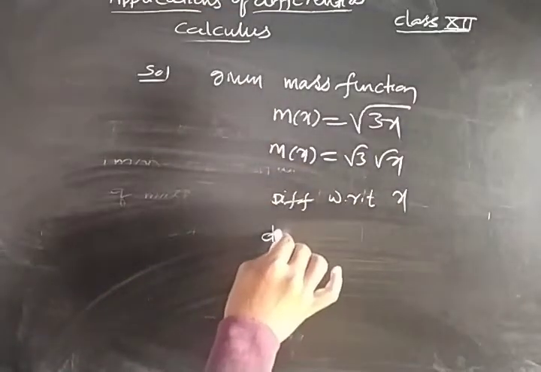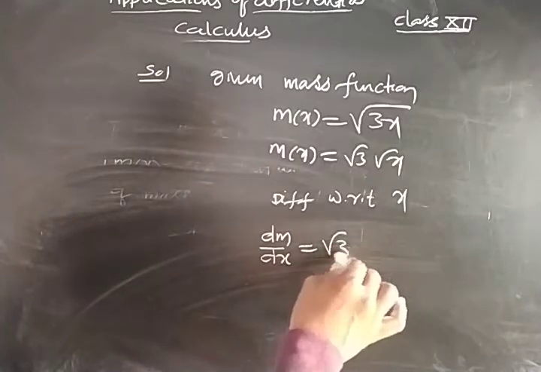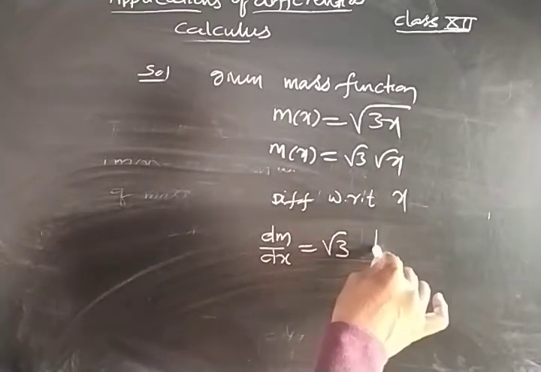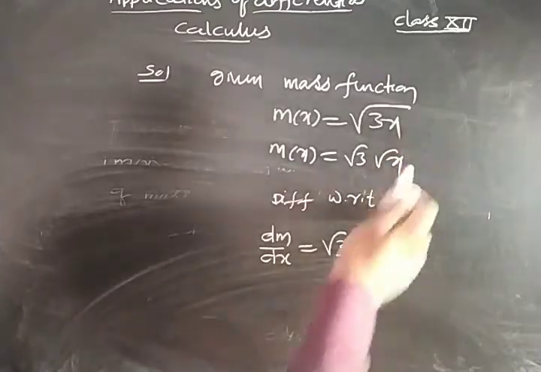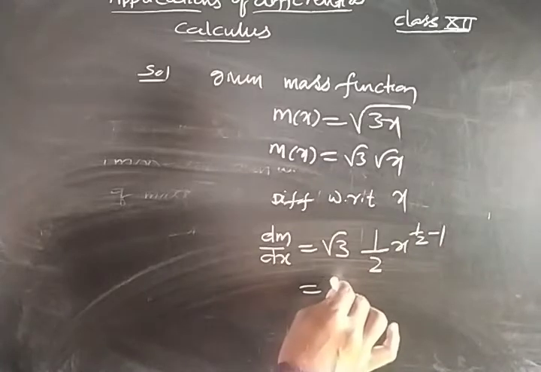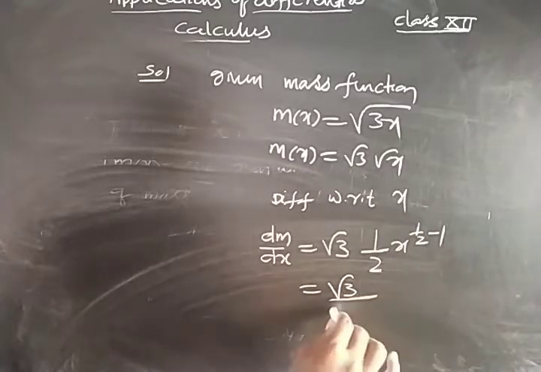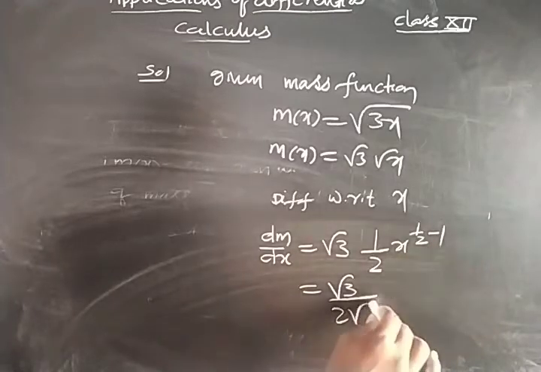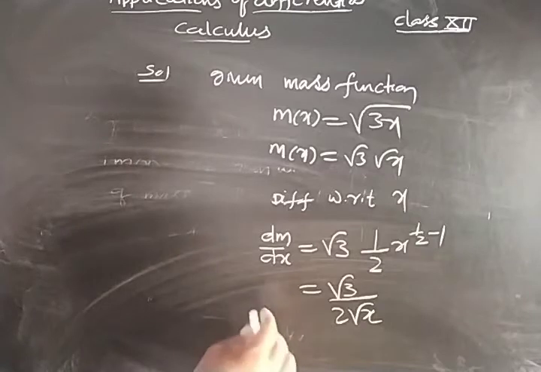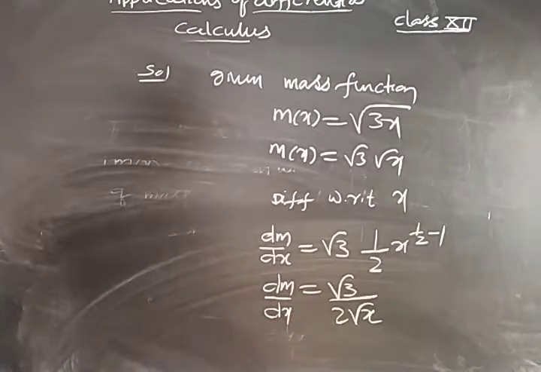So you will get dm by dx is equal to root 3, which is constant, times the derivative of root x, which is 1 by 2 x to the power of 1 by 2 minus 1. That means root 3 by 2 root x is the dm by dx. This is the rate of change in mass with respect to length.